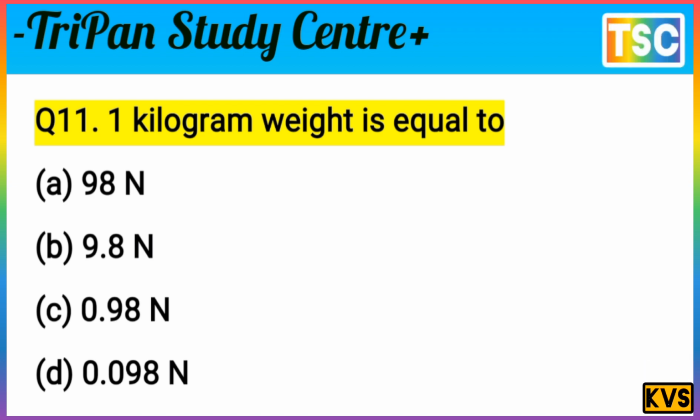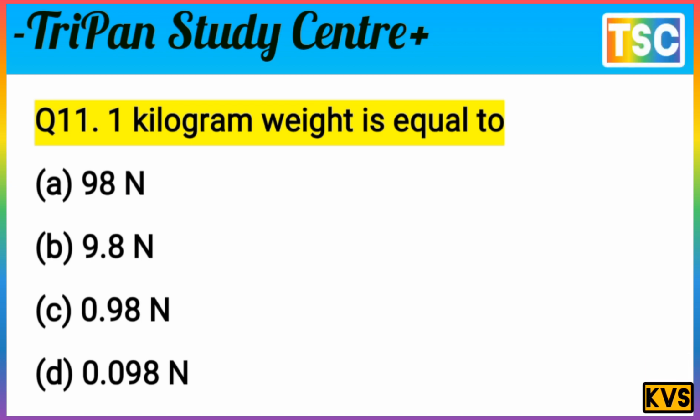But first of all, you give the answer for this question and write the correct answer in your notebook first. You have to note the question and the right answer in your notebook. Let's see what the answer is for this question here. Question understood? Question is clear. 1 kilogram weight is equal to, the B option is right, 9.8 newton.